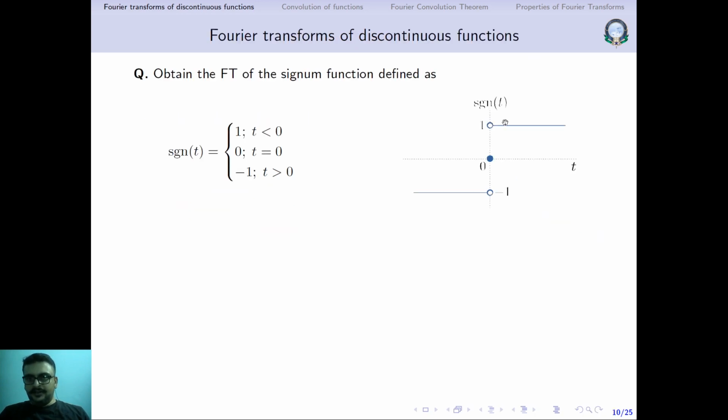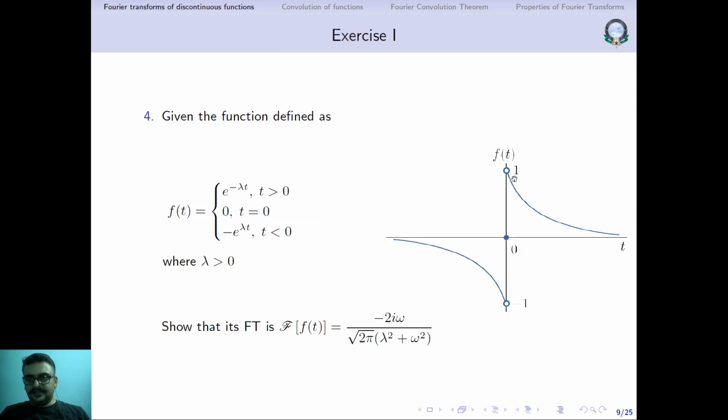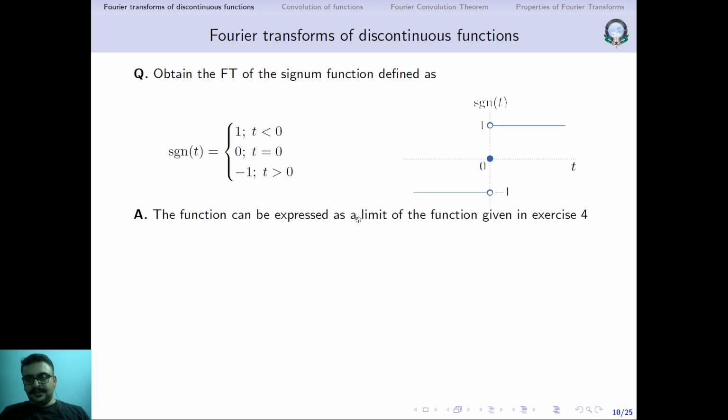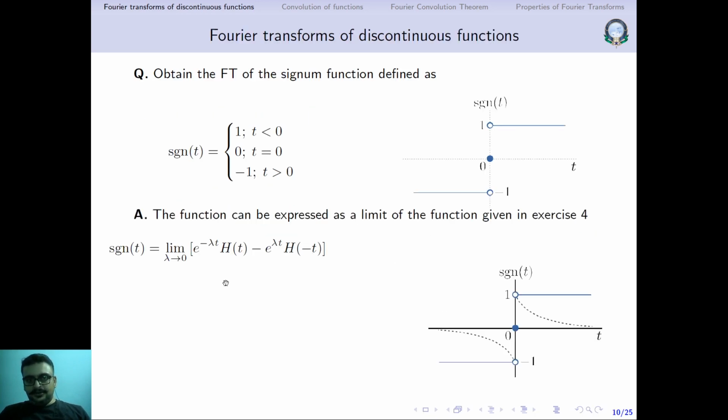So we could think of the Signum function as a limit of this function. Take the limit of this function as lambda tends to 0. When I make lambda smaller and smaller, it becomes more and more like a horizontal line. That means it will become like a Signum function. So when I take the limit of this function as lambda tends to 0, then this function that we had solved in the last exercise will tend towards the Signum function.